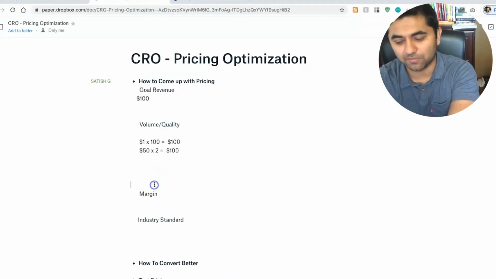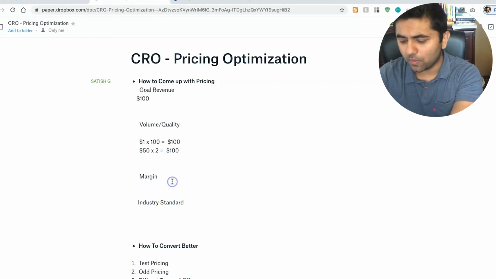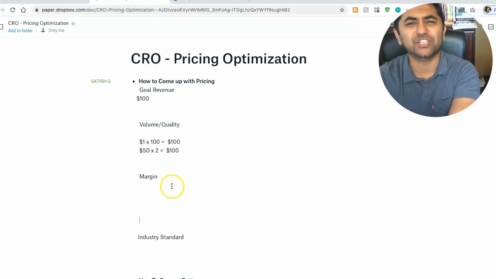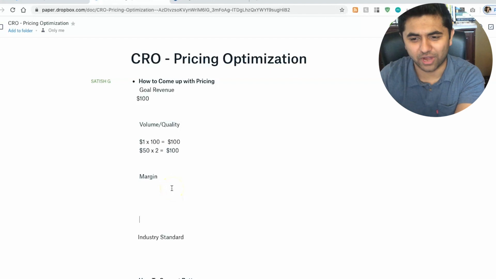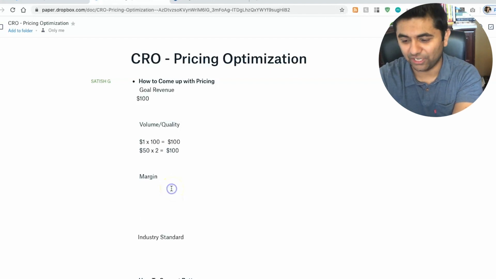Now, next up is margin. So margin of profit is how much money do you want to make from this product. You have to figure out how much the product costs. So let's say to build this cup, my time, somebody working, material, all of it, let's pretend it's going to cost me $50.